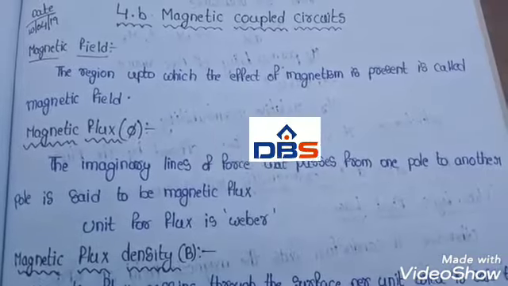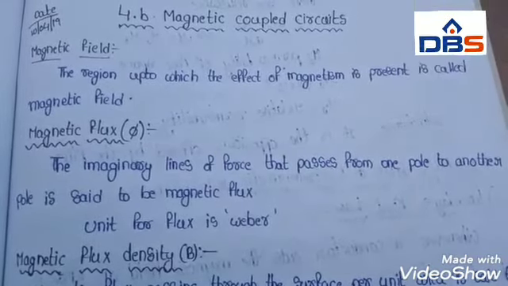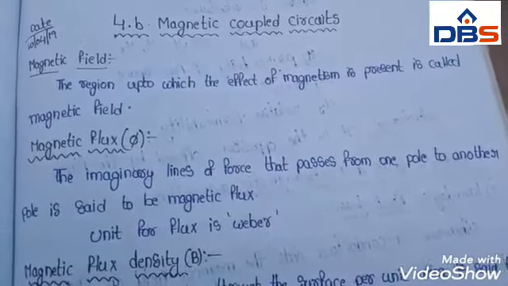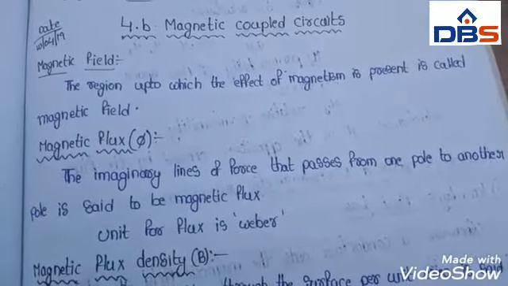That is nothing but the resonance part is completed in the fourth unit. Now let us go to magnetic coupled circuits. This is a separate topic in the fourth unit.